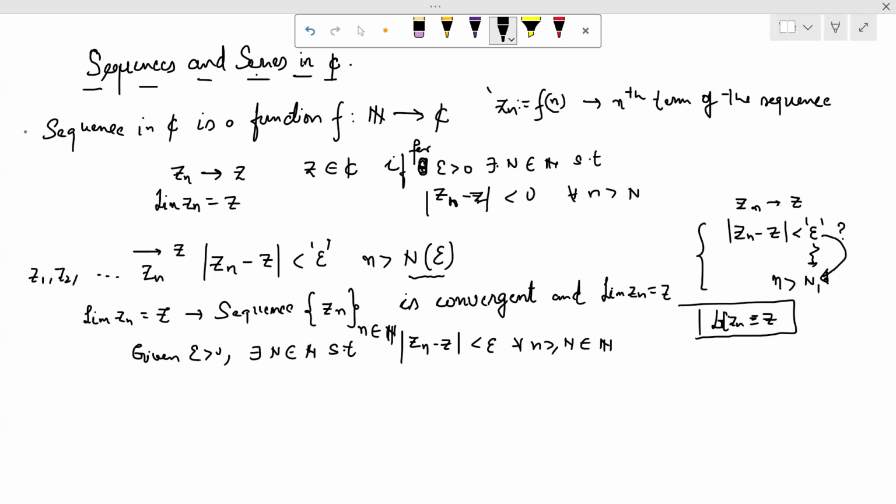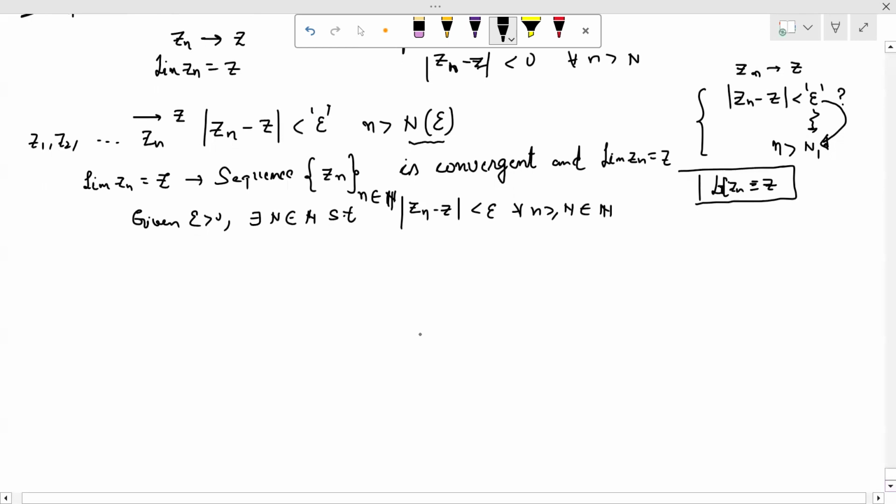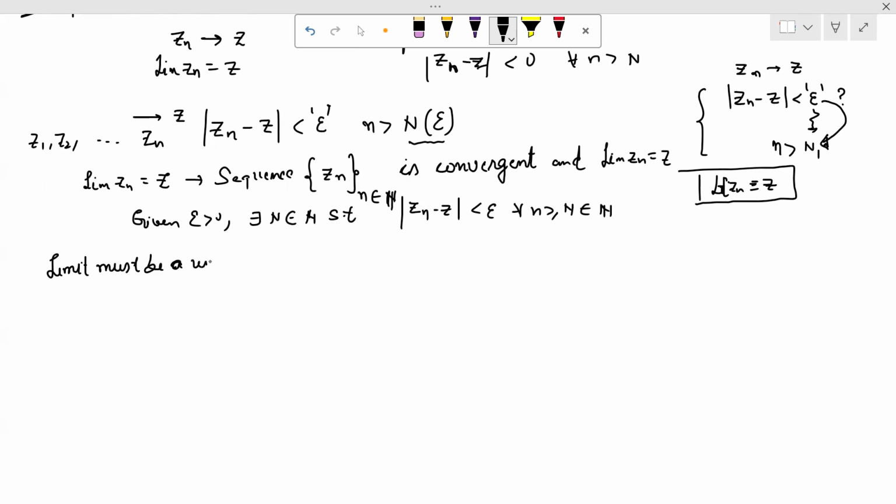All these things you might have done in your real analysis class, but still I'm trying to make a certain point so that you are able to understand all these things and use them. Another important thing is that if the limit exists, then the limit must be unique. So if I'm saying that the sequence is convergent, then the limit must exist and it must be unique.